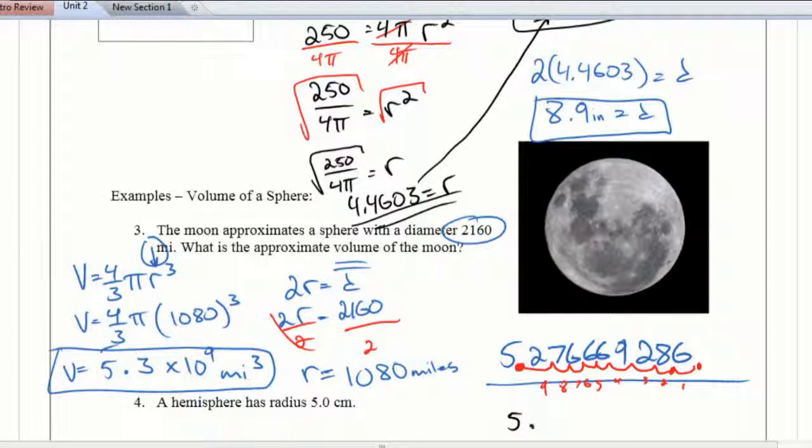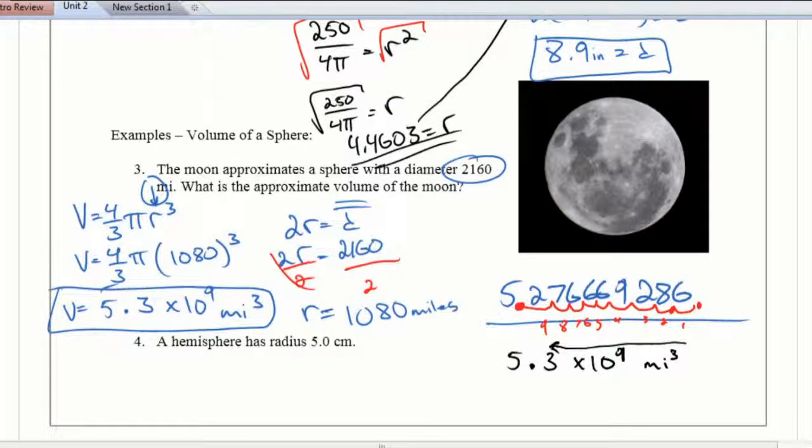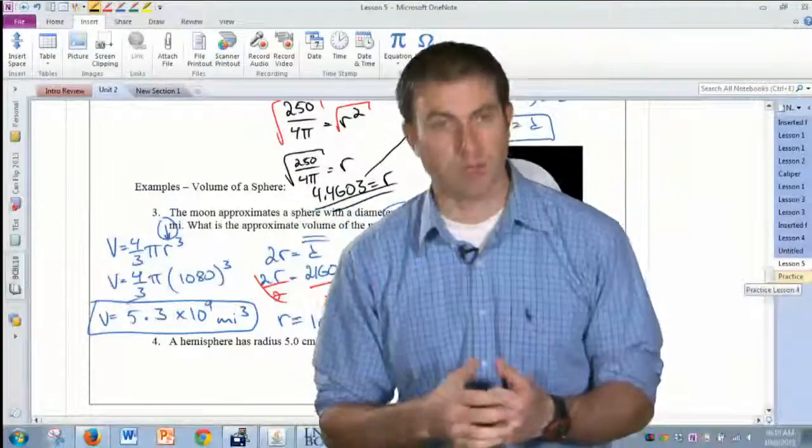So that's where I'm just going to round the 27 to 3, 5.3 times 10. The 9 was how many times I moved my decimal across. And then I remember this is miles and then cubed. So hopefully that's a bit of a refresher on that. And again, it's not going to come up a lot in this part of the course, but that's just how I did it. So there you go.